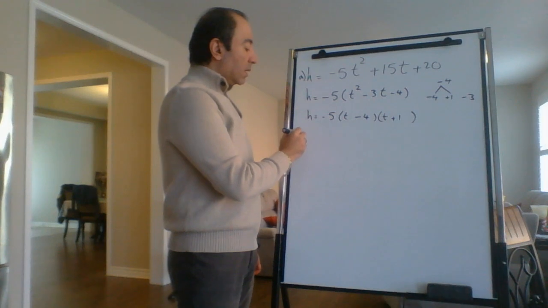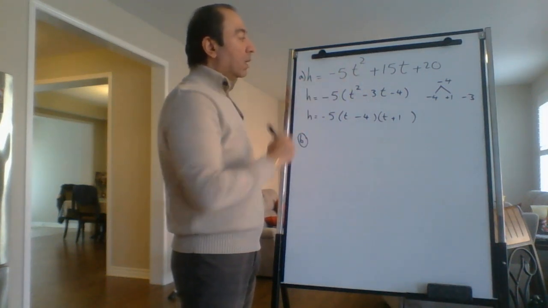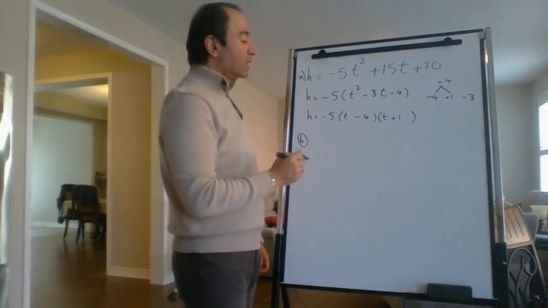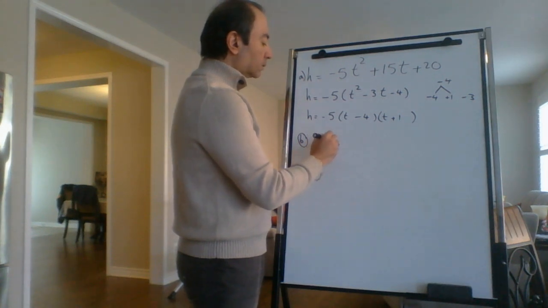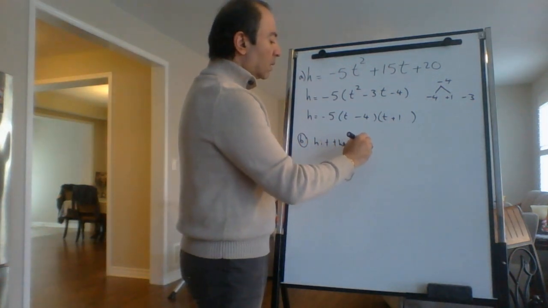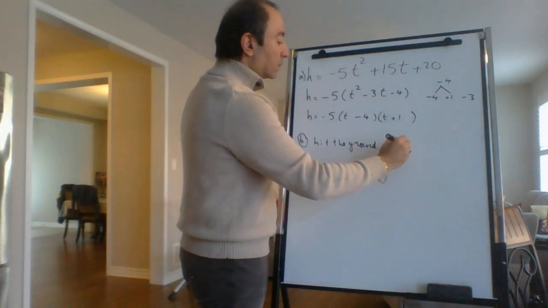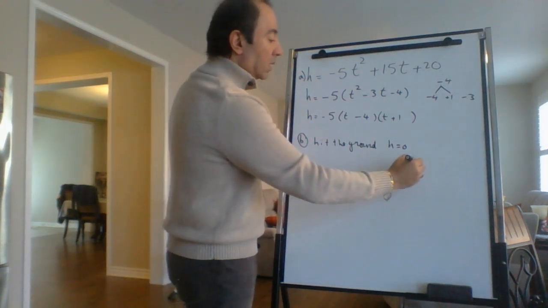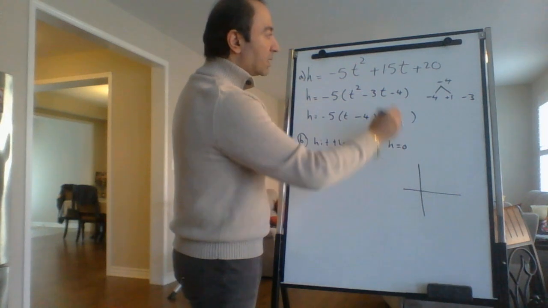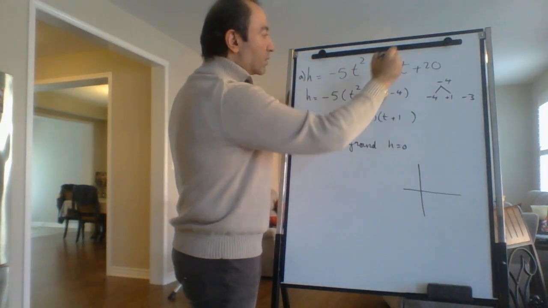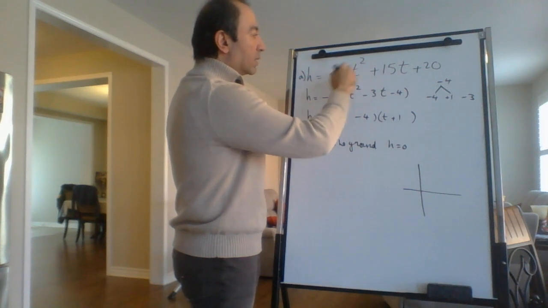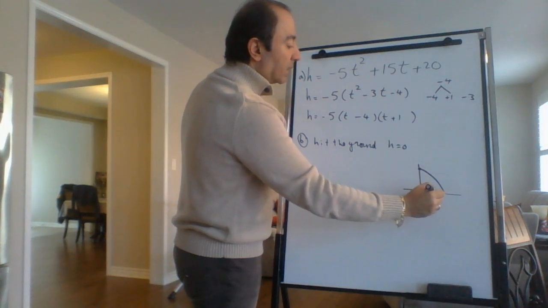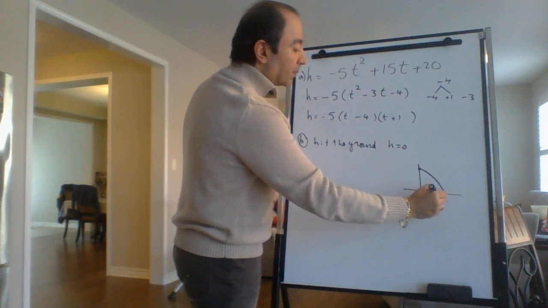Part B says at what time this particle or this object or this ball or whatever will hit the ground. When something hits the ground, that means h equals 0. So I need to find at what time the height will be 0. If you want to imagine the picture, this is an object. It starts from a height that's 20, because when time was 0, the height was 20. Then it went in this path until it hits the ground somewhere here. We need to find this time.